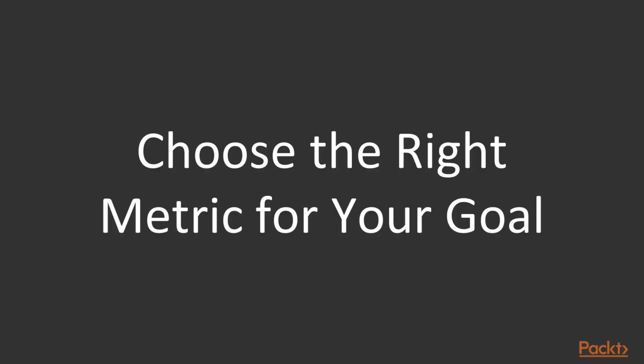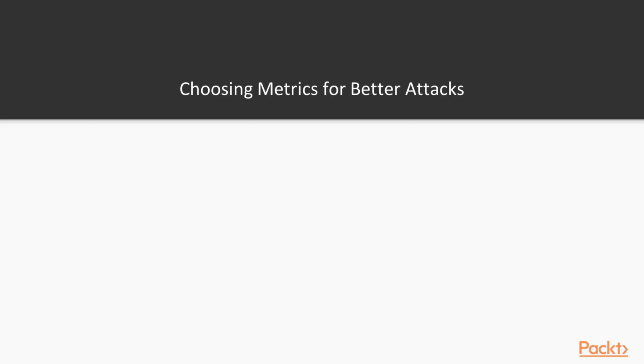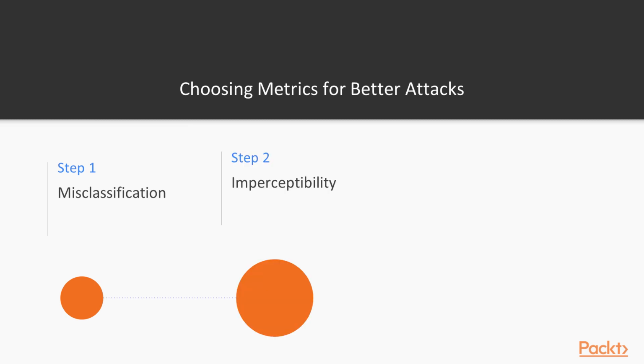Now you've learned the metrics and understand why so many attacks are possible, and it's hard to say which one is better. But in general, if you want to have an overall score for all metrics, keep in mind that misclassification rate is the foremost, then imperceptibility, and then robustness.